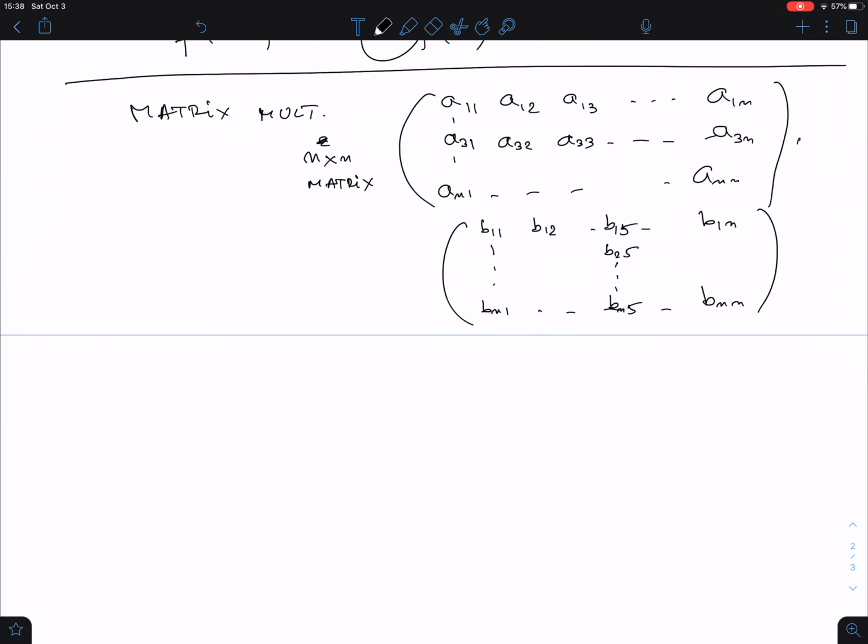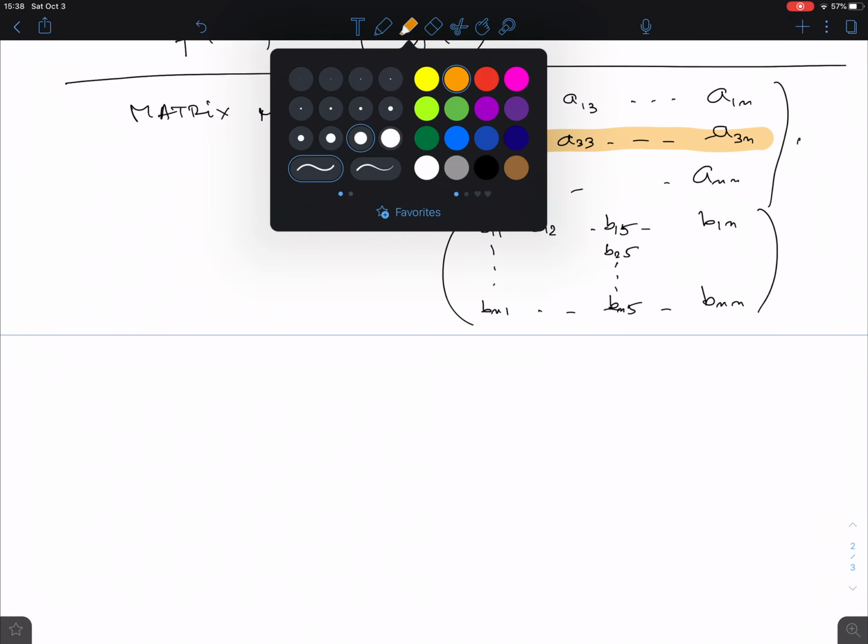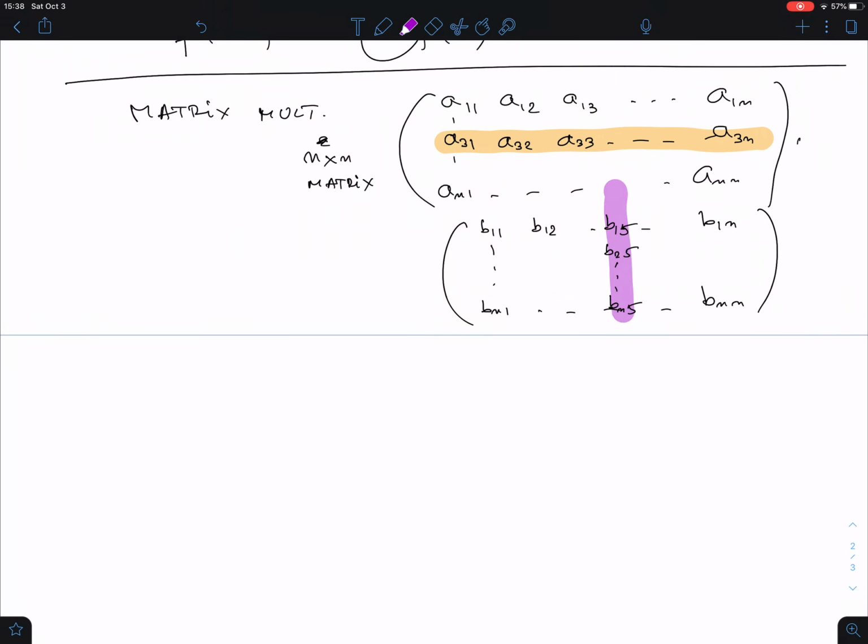Now, what do I do? I take this row, and let me use a different color, this column, and as I go through the row, I go through the column step by step, and I multiply the two numbers. Meaning I multiply this number with that, this number with that, this number with the next one, etc. Of course, this is size n, this has size n, so it all ends nicely at the end. And this will give me the number that is in the third row and the fifth column of the result.